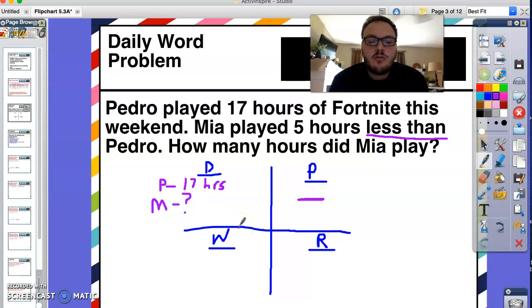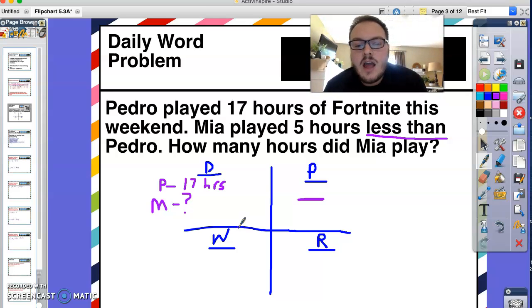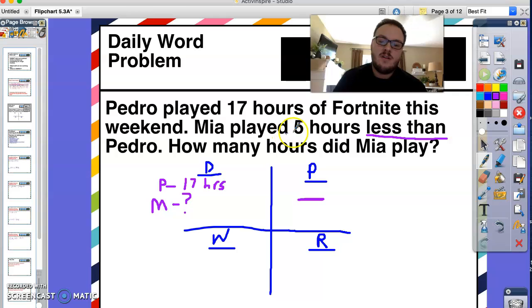Now, if we know we're subtracting, let's use the information we have. Let's think, what could I subtract in order to figure out how many hours Mia played? Very good. We see the 5. We see 5 hours, and we cannot do a bigger number. We cannot subtract a bigger number from a smaller number. You guys do not yet know how to do 5 minus 17. So instead, let's do 17 minus 5.